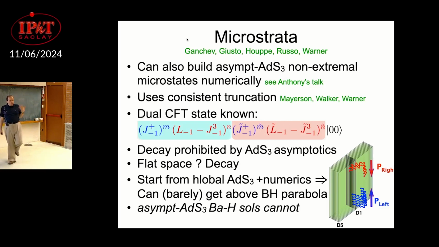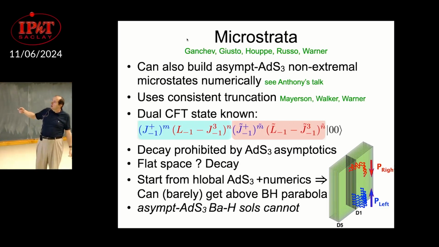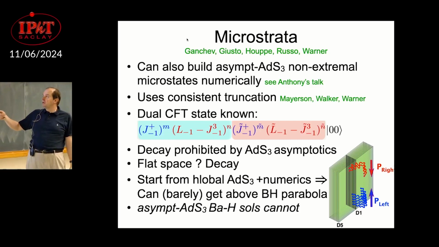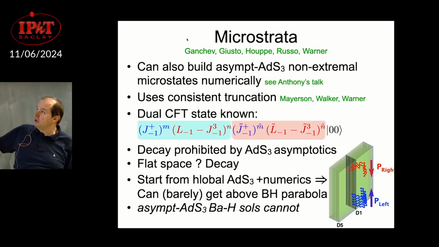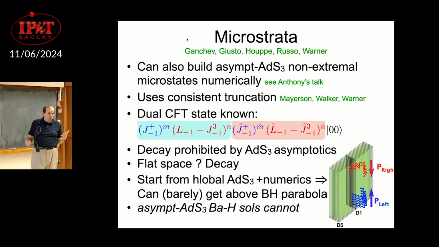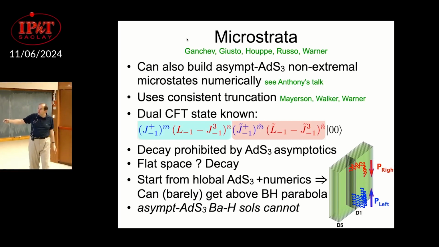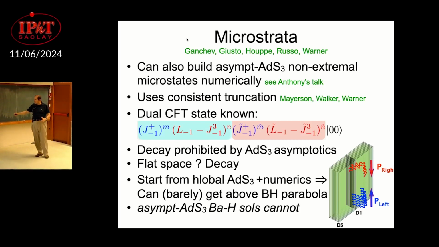You can also build non-supersymmetric things numerically, and those are called microstrata. Nick and Anthony and Bogdan Ganchev built them, and Stefano and Rodolfo analyzed them and worked with them to find the CFT dual. It's using a consistent truncation done by Daniel and Nick and Robert Walker. It's much more complicated, but the CFT duals are known. The CFT duals of those are really, you have a D1D5 system, you put P left, you put P right on top of each other. When you're asymptotically AdS, this doesn't decay, but in flat space it should decay.